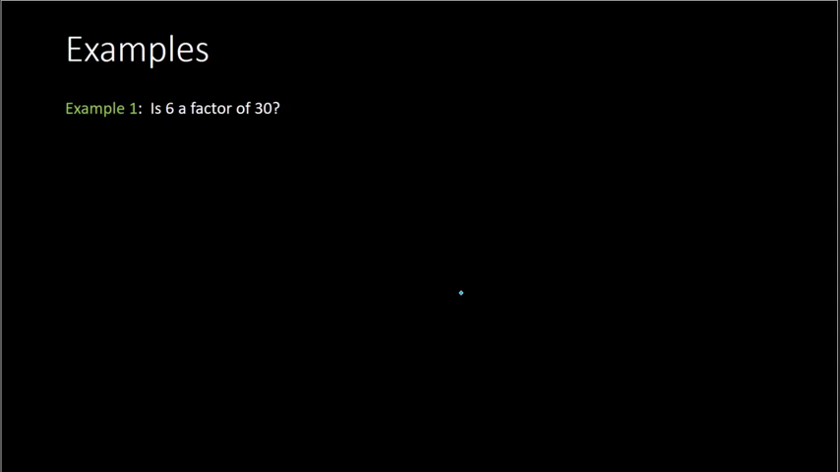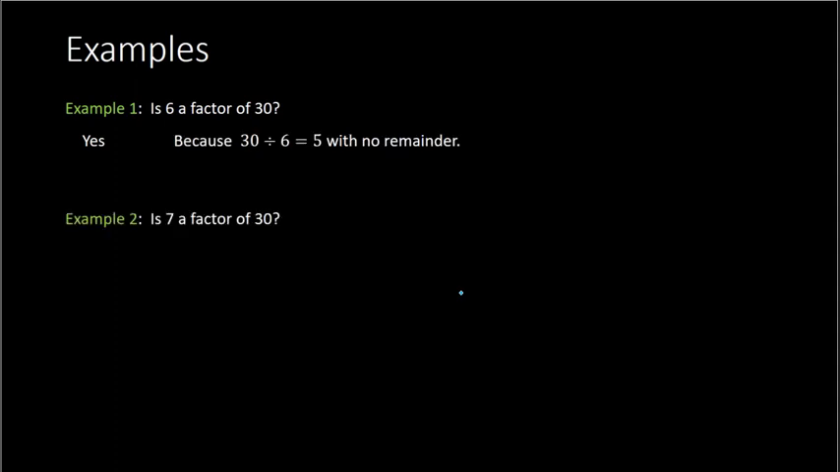Here's another example. If I were to ask, is 6 a factor of 30? What would you tell me? Well, the answer here would be yes, because I can divide 30 by 6, which would equal 5, and there's no remainder. Now what about 7? Is 7 a factor of 30? Well, here the answer is no, because I cannot divide 30 by 7 without getting a remainder. If I do 30 divided by 7, I get 4 and 2 sevens. So the remainder is 2, therefore, because of the remainder, 7 is not a factor of 30.